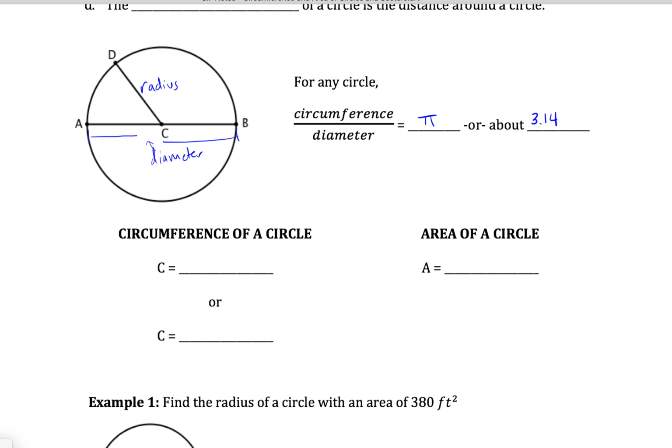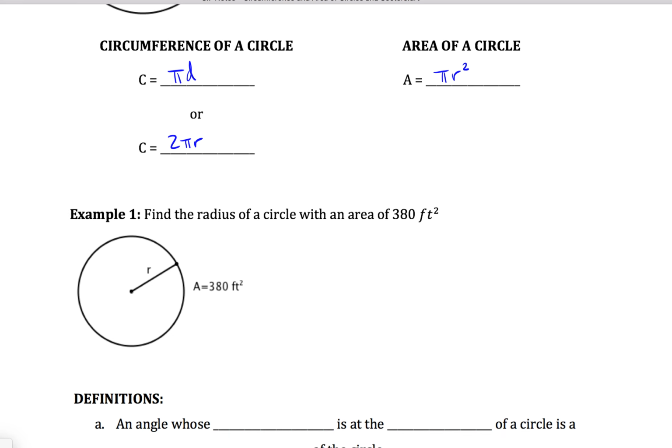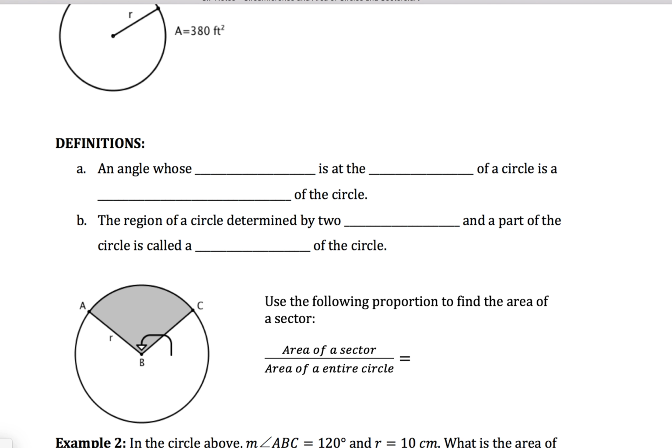If you want to know what the circumference is, if you want to know the distance around a circle, you can either take pi times the diameter, or you can take 2 times pi times the radius, since 2 times the radius is the same as the diameter. If you want to know the area of a circle, you take pi times the radius squared, and remember that radius squared means radius times itself. So that's just a quick review over what we talked about in part 1 of the 8.7 notes.